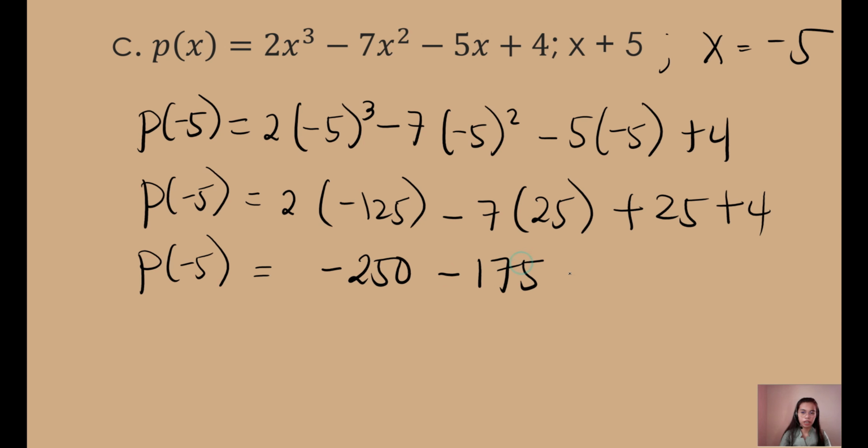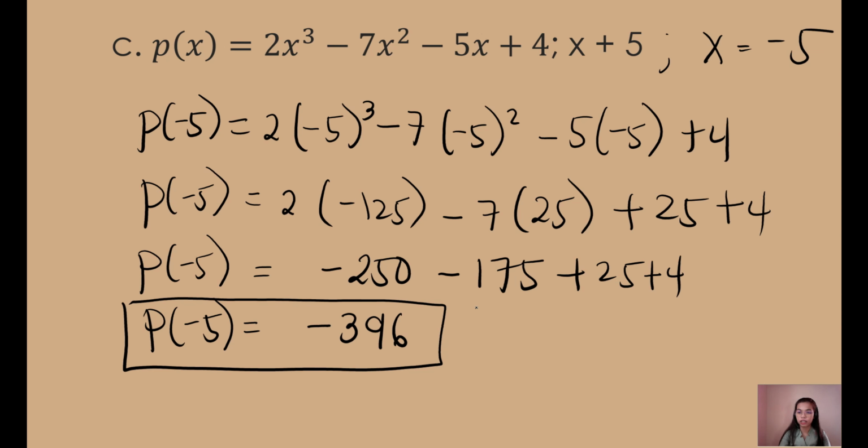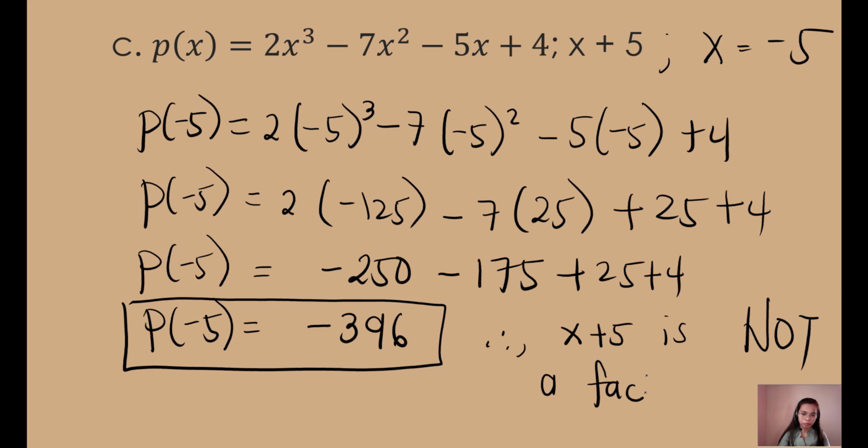Now we have P of negative 5 is equal to negative 250 minus 175 plus 25 plus 4. Now we have P of negative 5 is equal to negative 396. And since our final answer is negative 396, therefore, x plus 5 is not a factor of the polynomial, of the given polynomial.